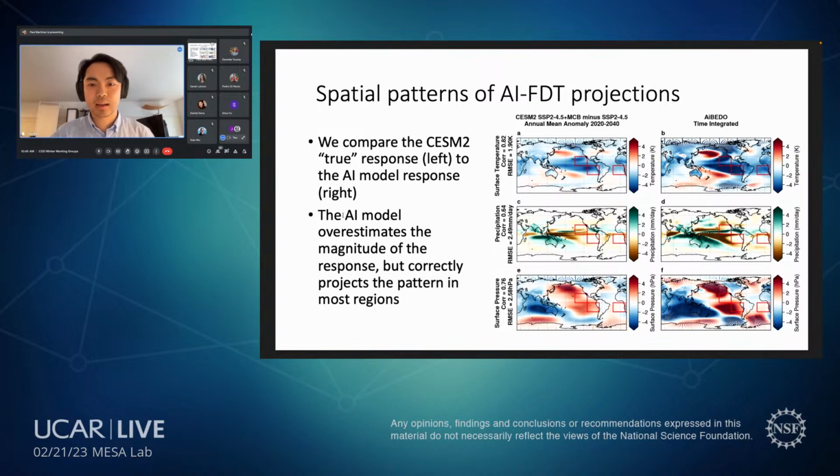For example, if you look at C and D, where we're showing the precipitation anomalies, you can see that the AI model is correctly projecting that MCB will increase rainfall over West Africa, South Asia, and Australia, but it's reducing precipitation over the Amazon and Southern North America. And these sort of patterns are being properly captured. So next slide, please.